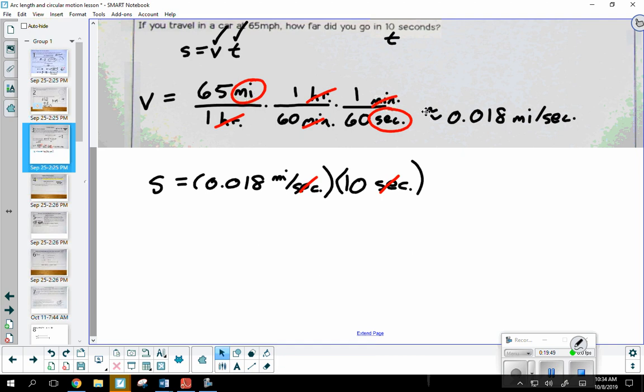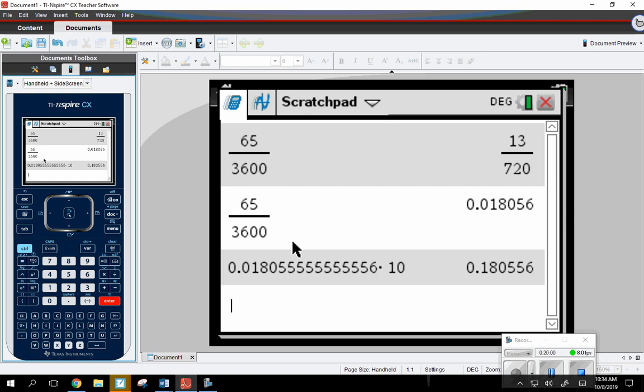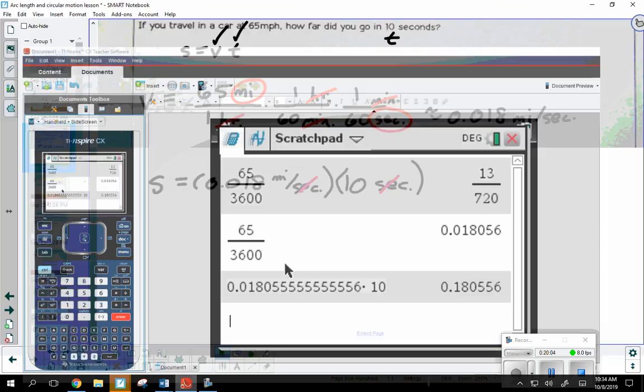Remember, I rounded it to write an answer down on my paper, but I'm actually always going to use the calculator when I do that. All I'm going to do is move the decimal place 1 point over. So let's say 0.181.